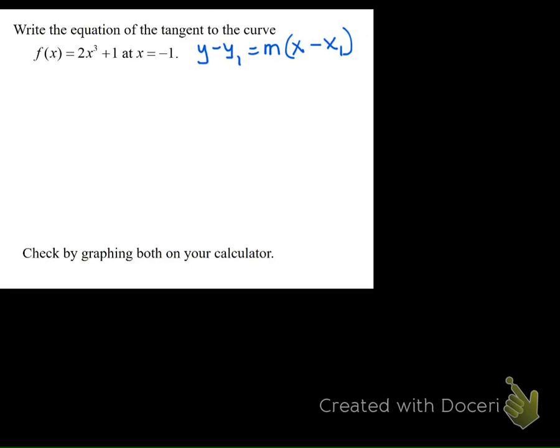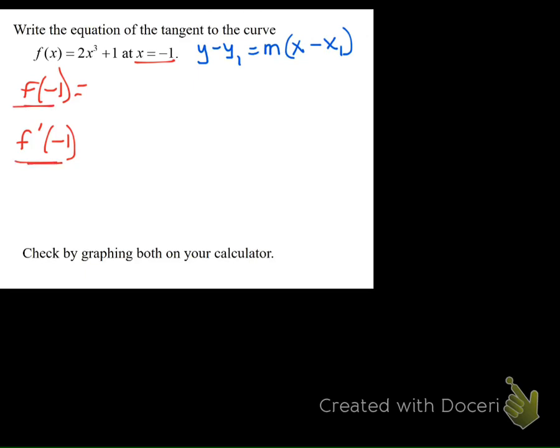So the point is going to be the point at negative 1. You plug the negative 1 into the x of the equation, and that'll give you your point. The slope is hopefully what you just learned. Slope is another word for derivative. To find the slope, we find the derivative at negative 1. So these are the two things that we need to find in order to answer this question. This is going to be my point. This is going to be my slope.